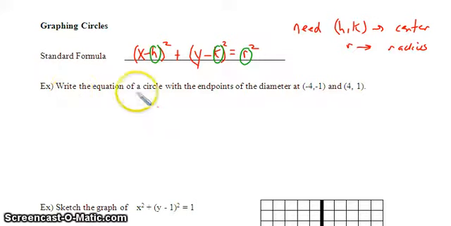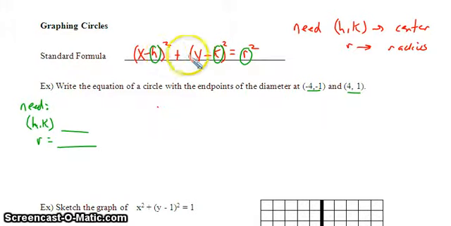So if I want you to write an equation for a circle that has these two endpoints as the diameter, I like to keep myself organized by writing over here what I need. I need to know the center, the hk, and I need to know the radius. And once I have those two things, then I can just go up and replace those values in my equation.